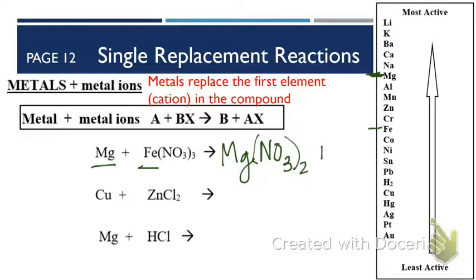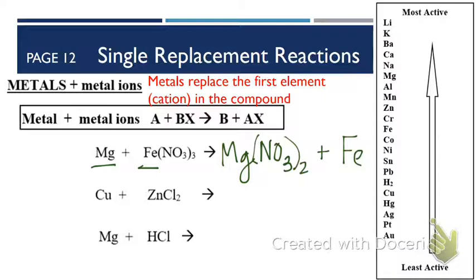Now that's not all we're making, because remember, the magnesium replaced the iron. So now our iron got kicked out, and he's on his own over here after the reaction. He's single. So that's our products for this first single replacement reaction.